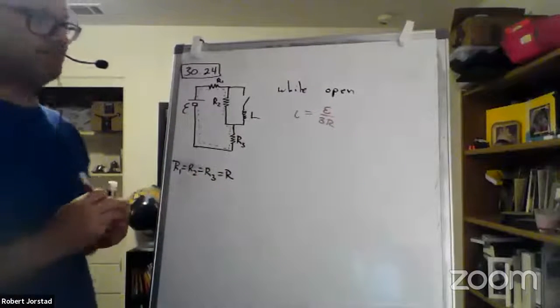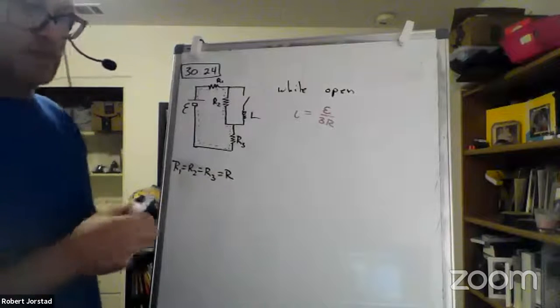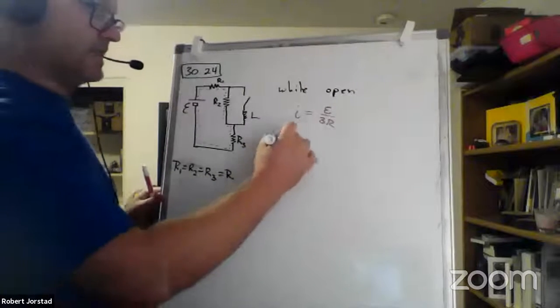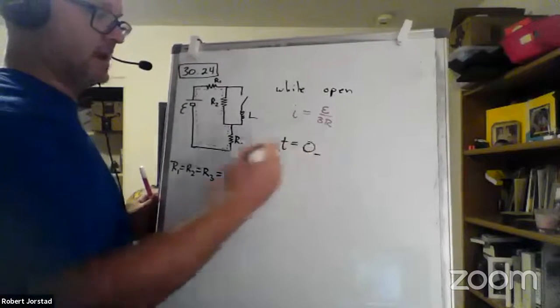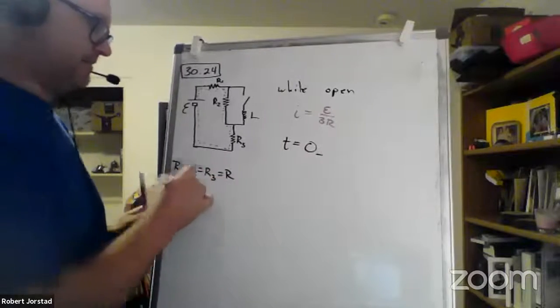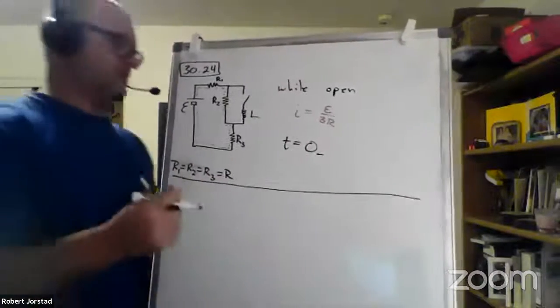E over 3R? Yes, because they're in series. So you just add them up. Got it. Okay. And then this would be like the t equals 0 minus picture, right? So now what's the next part?